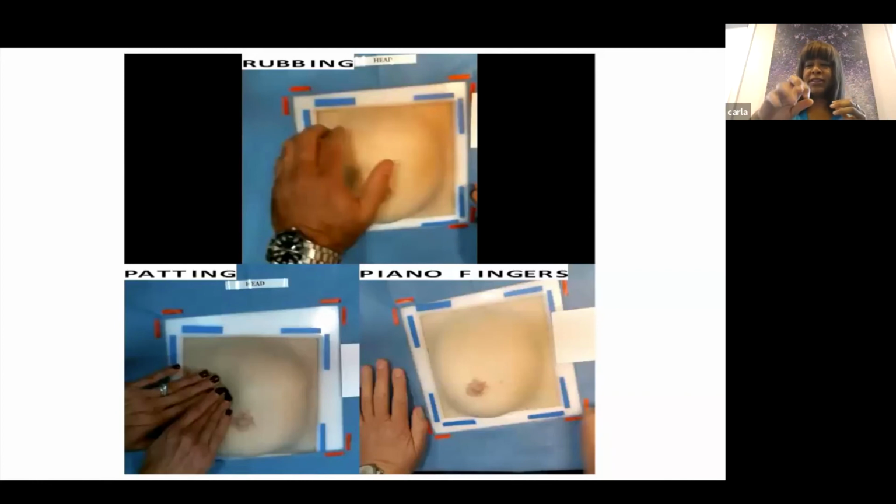And then there was a group that did this piano fingers. These are clinicians who have been doing this exam for 20 years. They all approach it differently. It turns out that the rubbing movement tended to be more accurate. If you used the piano fingers movement, you were 4 times less likely to find a lesion. And that was absolutely fascinating. So what were the predecessors to the piano fingers?